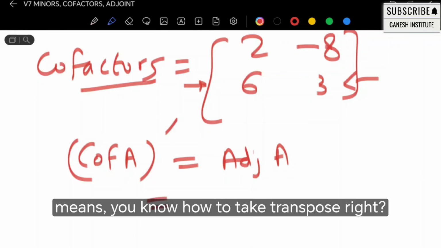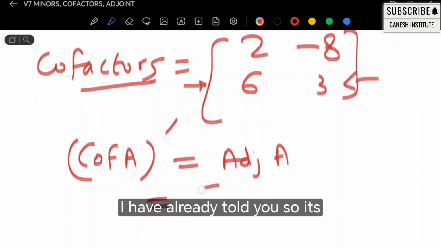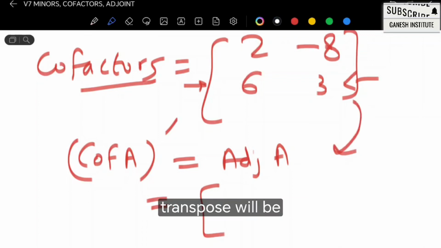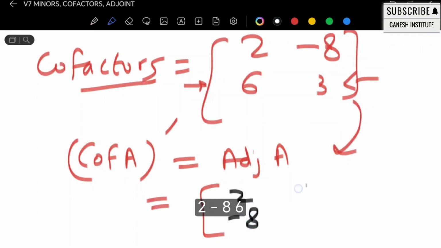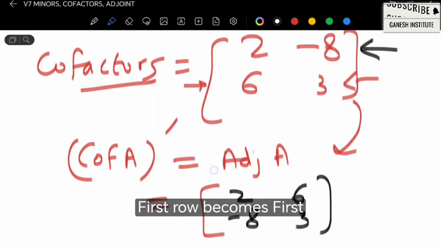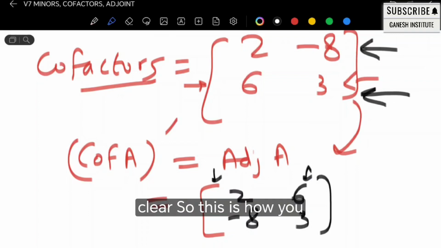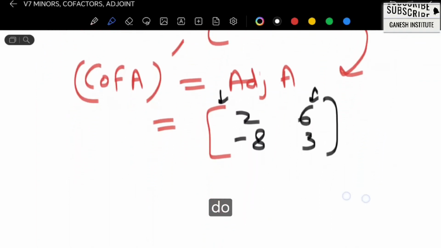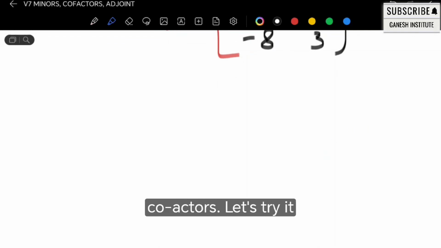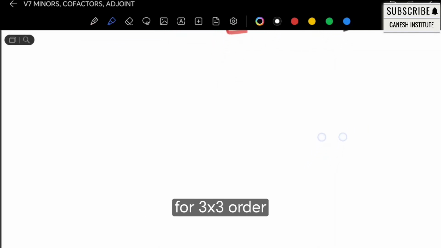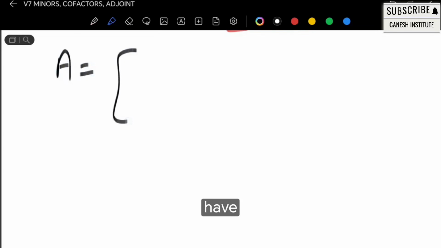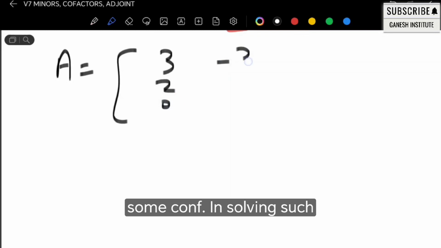That means you know how to take transpose, right? I have already told you. So its transpose will be 2, 6, minus 8, 3. Correct? The first row becomes the first column. The second row becomes the second column. Clear? So this is how you do it in the sense of cofactors. Let's try it for 3 by 3 order also, so that you have some confidence in solving such questions.